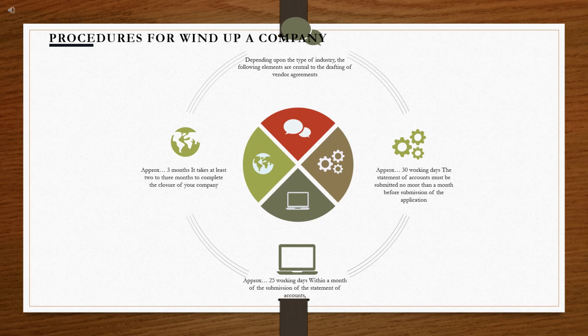Approx. 25 working days. Within a month of the submission of the statement of accounts, the application must be submitted along with the documents mentioned above. Approx. 3 months. It takes at least 2 to 3 months to complete the closure of your company, but it could take much longer, depending on the findings of the liquidator appointed.